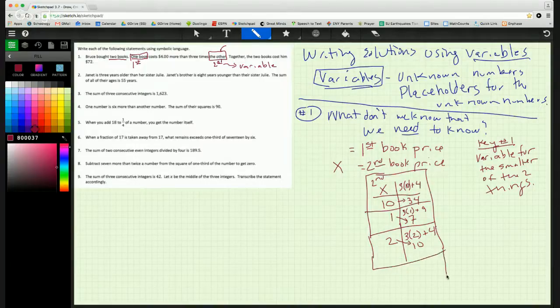Now, if we don't know what the first book cost because it cost X, instead of saying 3 times 10 plus 4, or 3 times 1 plus 4, or 3 times 2 plus 4, we say 3 times X plus 4. So that would be the price of the first book. And so we would write it like this: 3 times X plus 4.